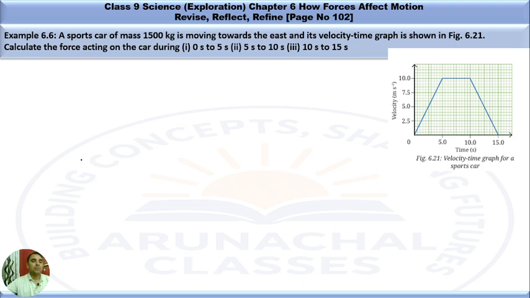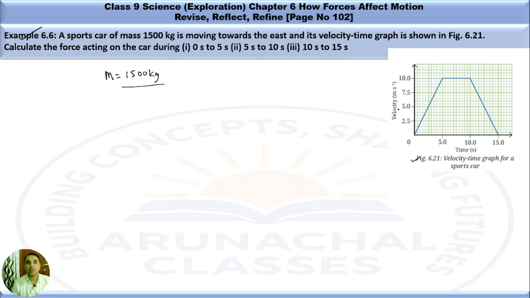Here we have example 6.6 given in page number 102 of chapter 6, how forces affect motion. Let us understand the question which is given. The question is a sports car of mass 1500 kg. So mass of the car is given as 1500 kg, is moving towards east direction. The velocity time graph is shown in figure 6.21.